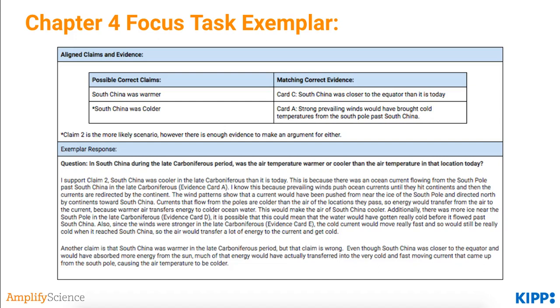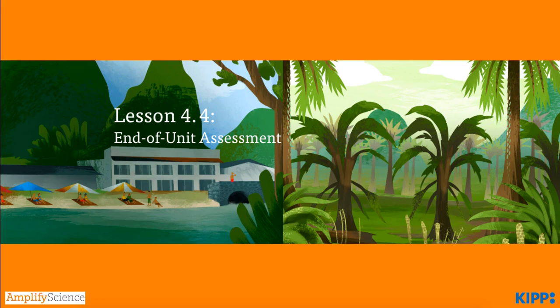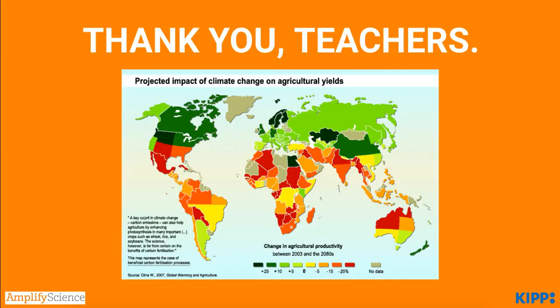Below is an example of an exemplar I've made of a student response of someone who supports claim 2. Really look for students' use of evidence in these examples. The end of unit assessment comes next. Students should be all set, ready to go to crush it.